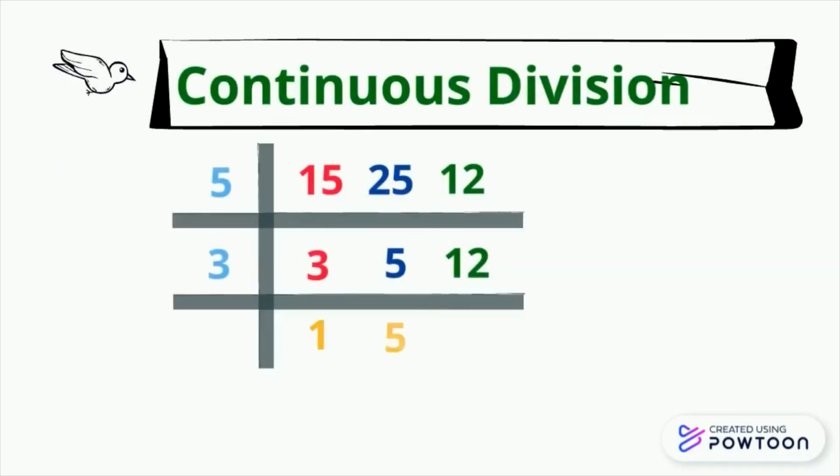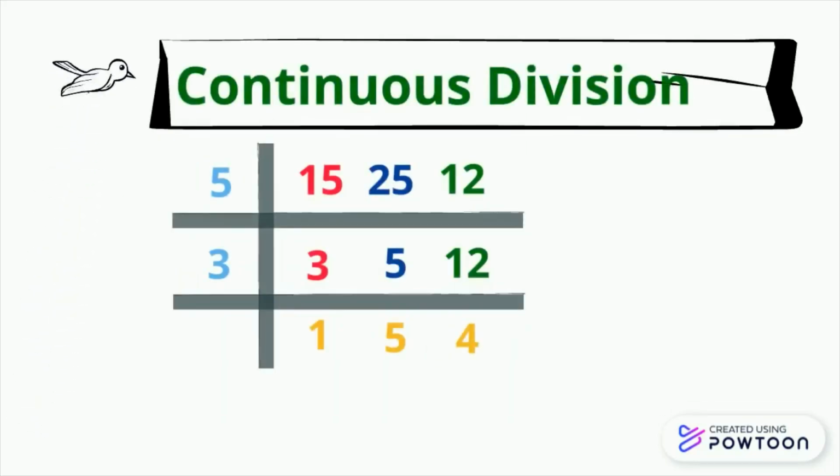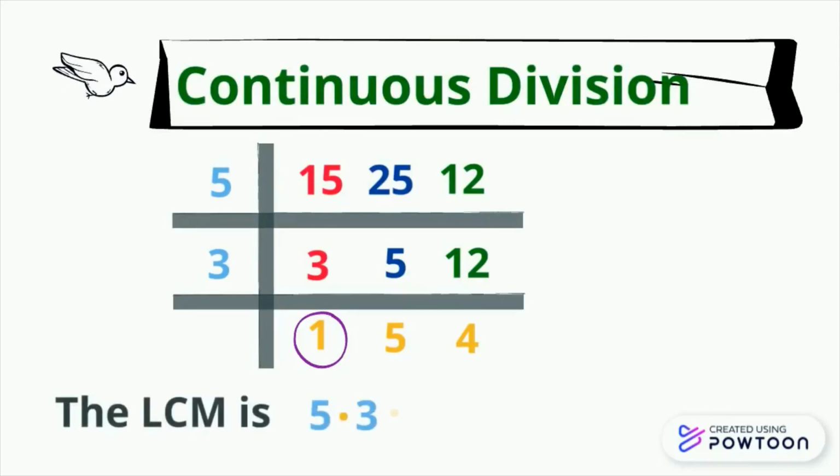Numerals 1, 5, and 4 have no common divisor, so we will stop there. The factors are 5, 3, 1, 5, and 4. You may not include 1, for whatever is multiplied by 1 is the number itself. As you multiply 5, 3, 5, and 4, the result is 300. It is the LCM.